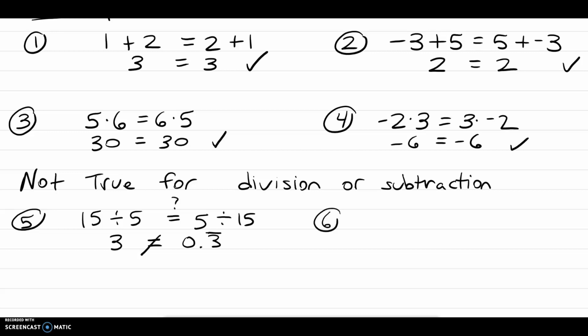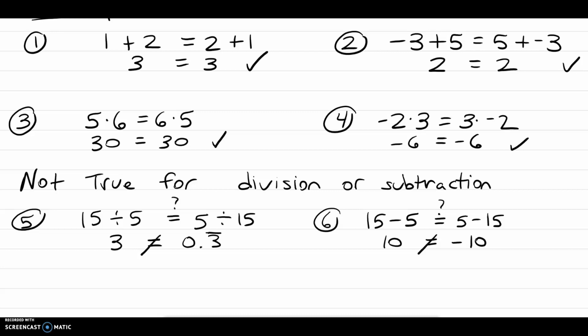When you think about subtraction, 15 minus 5 gives you 10. Will that equal 5 minus 15? And it's not going to be equal, because these are not going to be the same sign, because 5 minus 15 is negative 10.